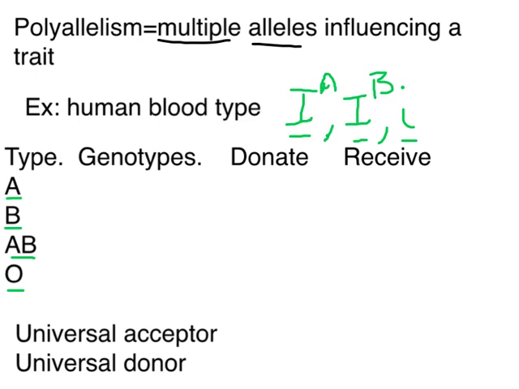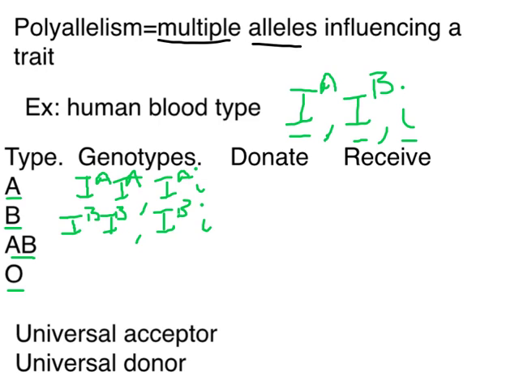So when we're writing genotypes for blood type, if you are type A, you can be homozygous dominant and have IA IA, or you can be heterozygous and be IA, little i, right? We'll get to the donation and receiving in just a second, okay? Let's get the genotypes done first. All right. If you are blood type B, same scenario. You can be IB IB, or you can be IB, little i. So you can be homozygous dominant or heterozygous.